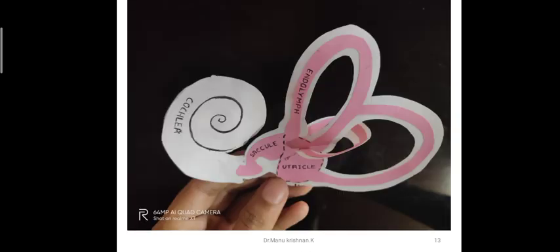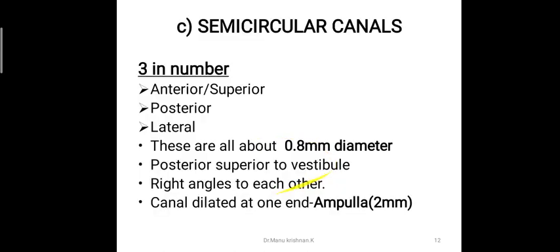So, here you can see the semicircular canals. This one over here is the anterior or superior semicircular canal, this one over here is the posterior semicircular canal, and this one over here is the lateral semicircular canal. And I asked you a question in the previous slide: there are 3 semicircular canals, but there are only 5 openings into the vestibule. Why is it like that?